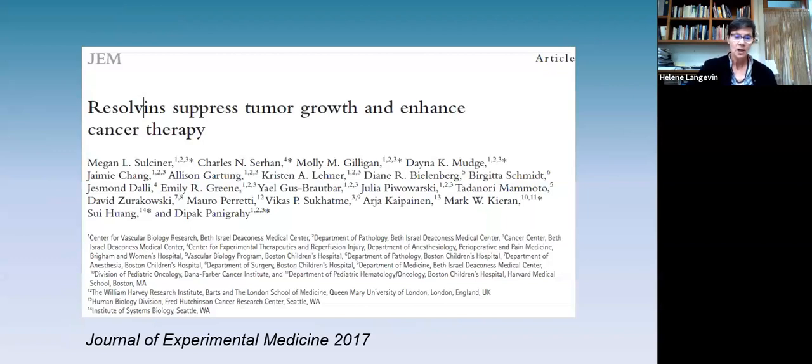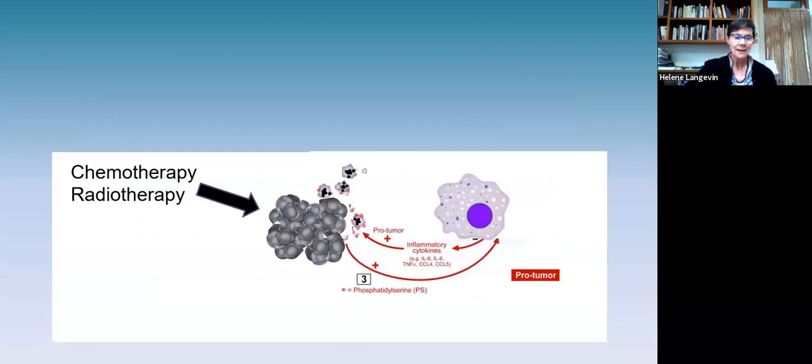Around the same time, Dr. Serhan and his colleagues published a very interesting study that looked at the effect of resolvins administered intraperitoneally on the growth of a number of different tumor models. Now in cancer treatment, a downside of chemotherapy and radiotherapy is that it releases a lot of dead cells, and these dead cell debris stimulate the macrophages to release what we sometimes call the cytokine storm, which is similar to what we are seeing with some of the COVID-19 problems. And this is bad, of course, because all of these cytokines further stimulate the cancer growth.